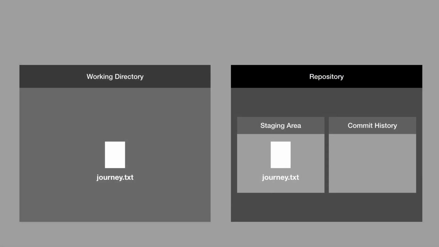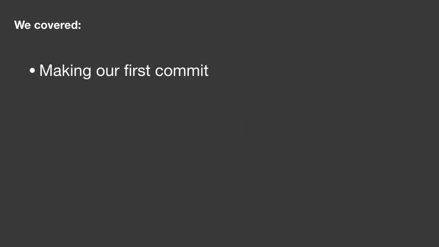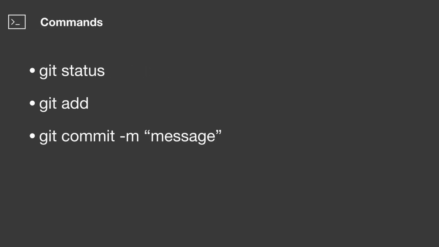So what we just did now is we took a snapshot of the staging area and we created our commit, which has the hash 183D64F. So now to overview. In this lesson, we made our first commit, and we used commands such as git status, git add, and git commit. That was it for this lesson. See you at the next one.